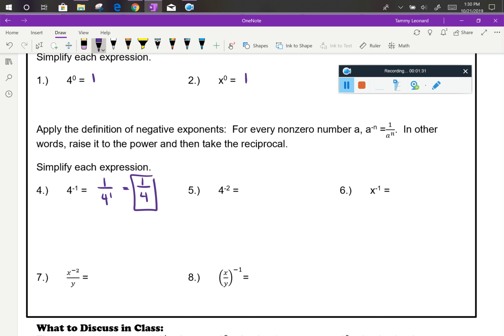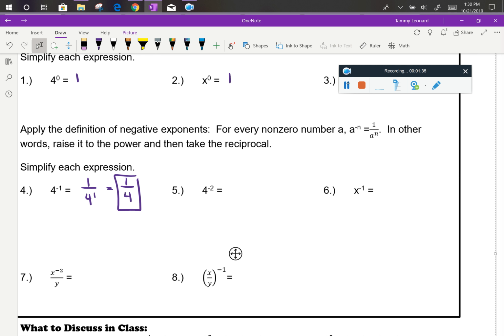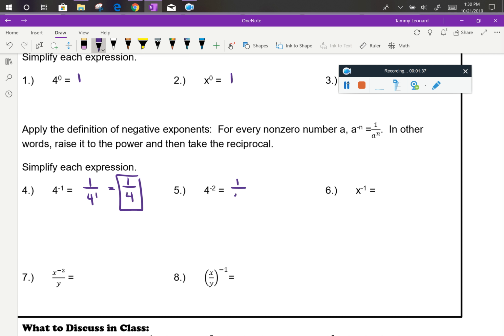In number 5, it's a very similar problem, so we're going to do the steps the same way. 4 to the negative second power means the reciprocal of 4 squared. Notice how the power becomes positive when it goes into the denominator. But then 4 squared is something we can actually do, so we need to. And this is equal to 1 over 16. So 4 to the negative second power equals 1/16.